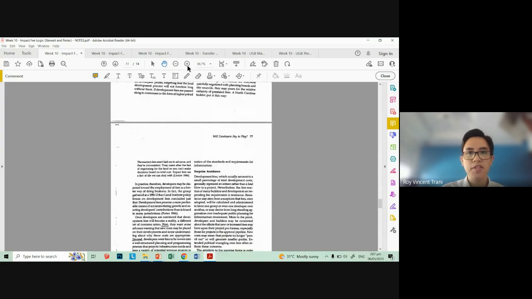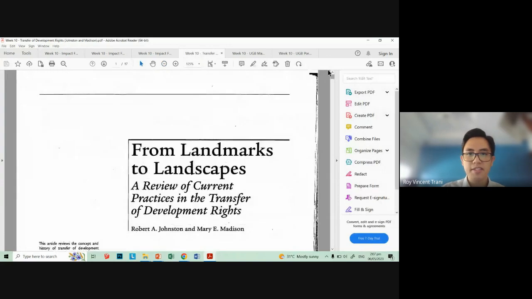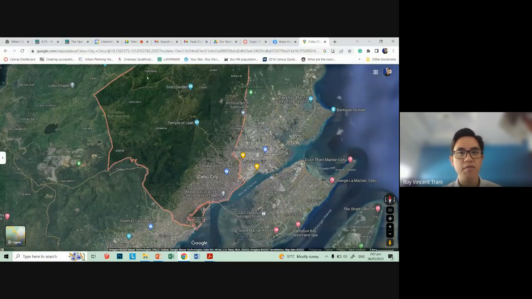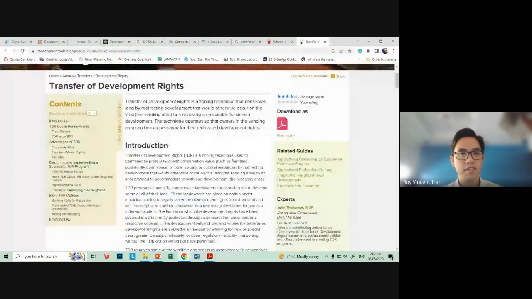Okay, it's already 2:07. We have a few more things to cover. The next tool for managing growth is the practice of transfer of development rights. So what is the transfer of development right? I'll just show it here with an image.